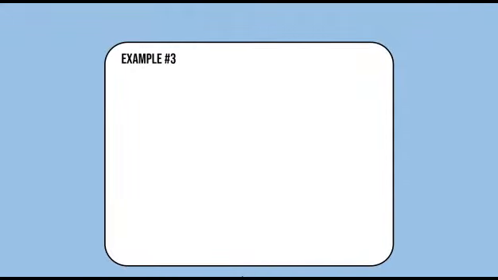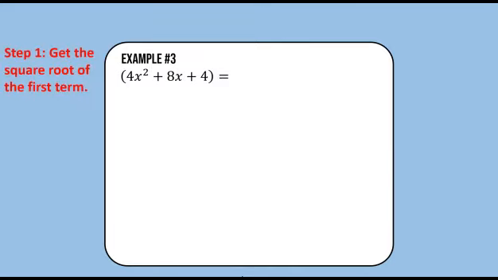Now let's proceed to example number 3. We have here 4x squared plus 8x plus 4. Okay, step number 1, get the square root of the first term. The first term here is 4x squared. So the square root of 4x squared is 2x, since the square root of 4 is 2 and the square root of x squared is x.